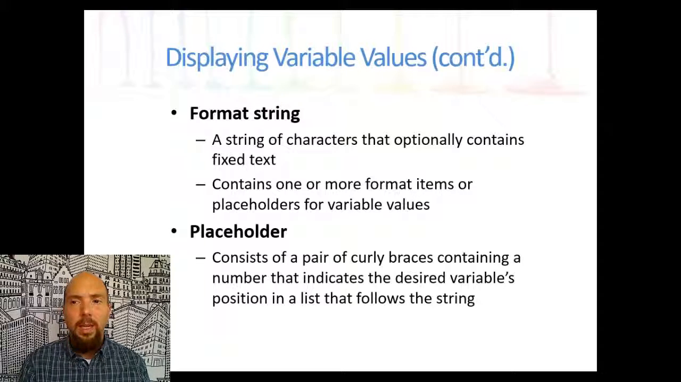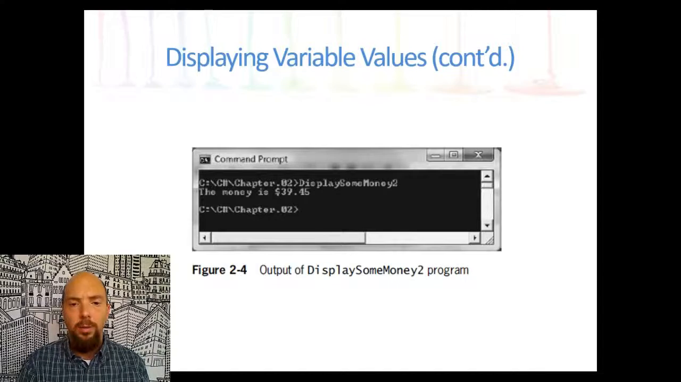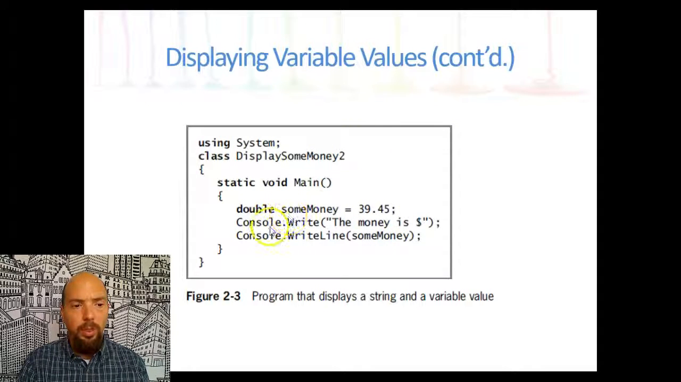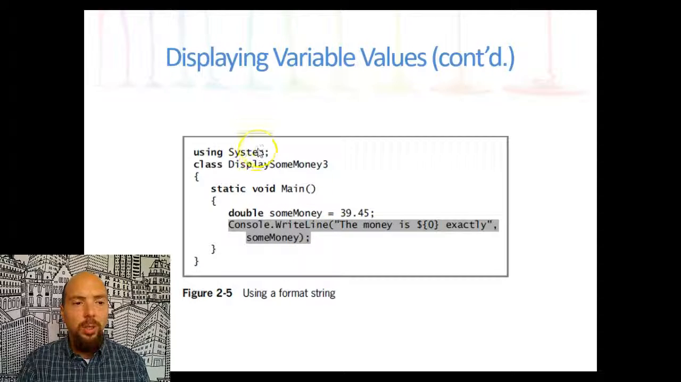Alright, so what I'm going to do is shorten that prior example. In that prior example, we did the console.write, "the money is", and put a $ sign, and then we did a console.write line and then put the value after that. I'd rather do this as one line of code. To do that, we're going to use what's called a placeholder. So we're going to start off with console.write line. "The money is $", and if you notice here we have a set of curly brackets that contains the number 0. Remember, when we talk about a list of items, the number 0 is actually our first item in the list. You need to remember that. So our first item is 0, our second item is 1, our third item is 2, and so forth.